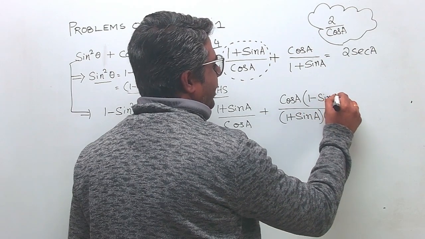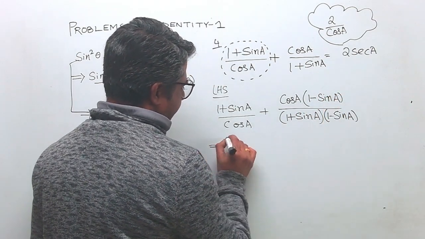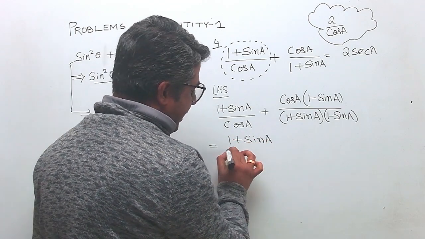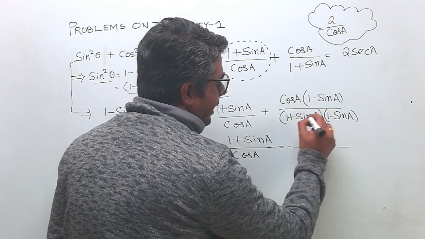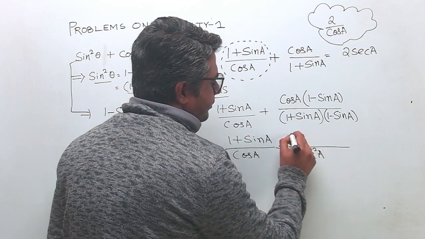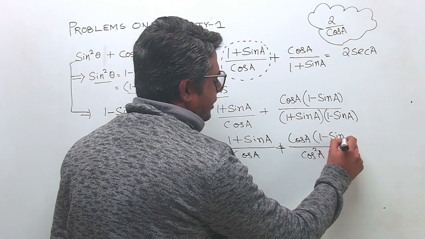This time I have already obeyed your orders. You do not need to say me again, right? So, here it is 1 plus sin A. See, here it is 1 plus sin A by cos A. I have not done anything over here yet. Here it will be, I can write directly cos square A, cos A 1 minus sin A.